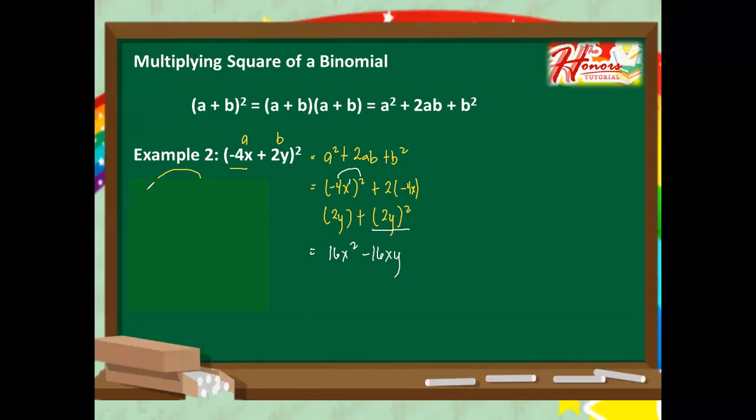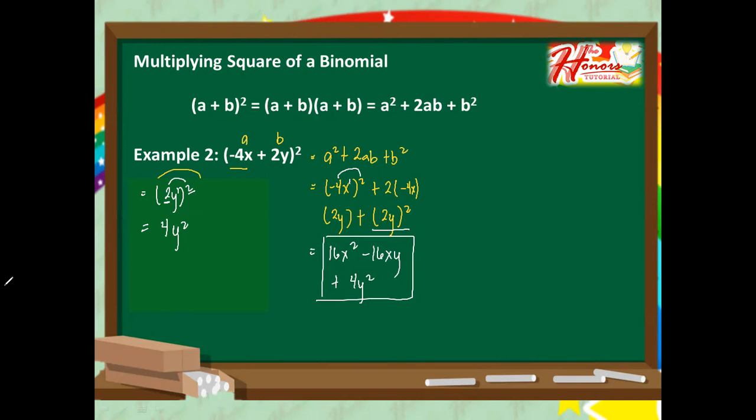2y squared. So that is the quantity of 2y squared. So 2 raised to 2, so that's 4 because 2 times 2 is 4. We are not multiplying directly 2 and 2, but instead we are multiplying the base twice to itself because the exponent is 2. It just happened that it is the same number. So y raised to 2 because we have here y, so 1 times 2, that's 2. So plus 4y squared. So this is 16x squared minus 16xy plus 4y squared. So that is for example number 2.